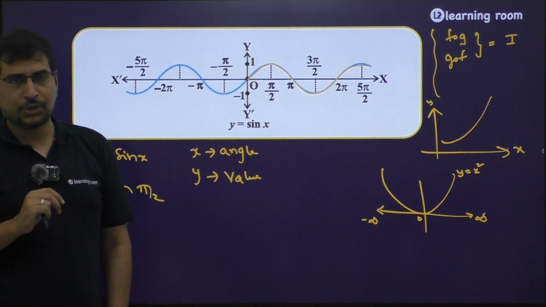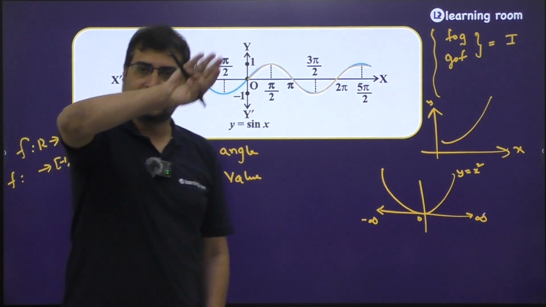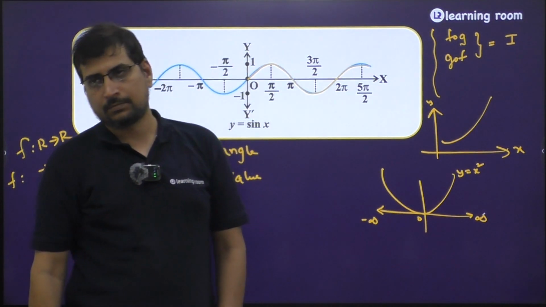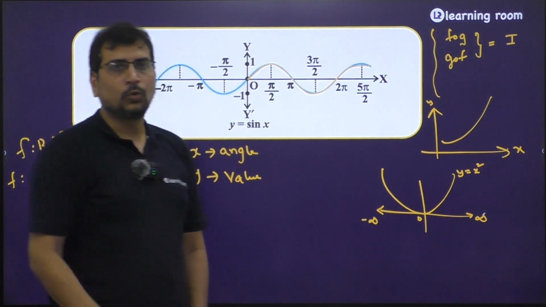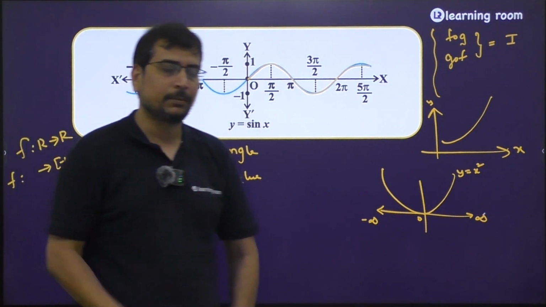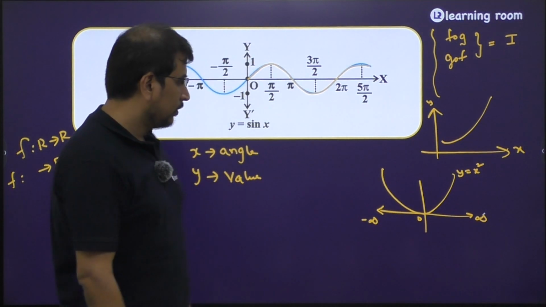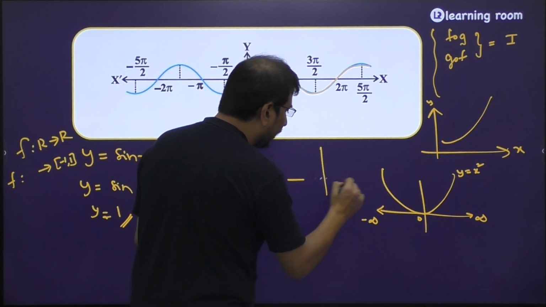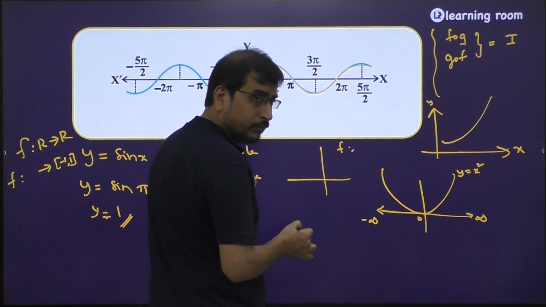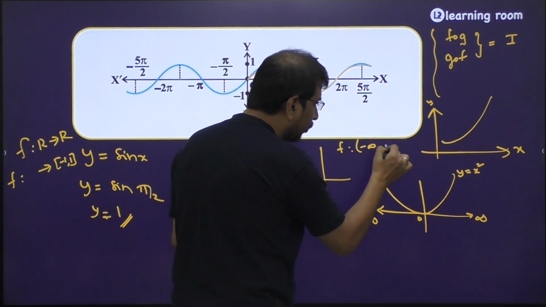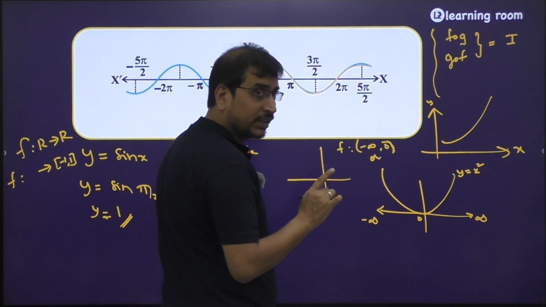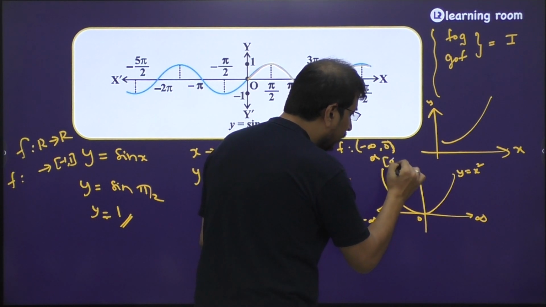So, whenever a function is decreasing and then increasing, or increasing and then decreasing, it cannot be a 1-1 function. To make it a 1-1 function, I should create a restriction on its domain. I can make it 1-1 if I restrict its domain either from minus infinity to 0, or, I cannot do both simultaneously, from 0 to infinity.